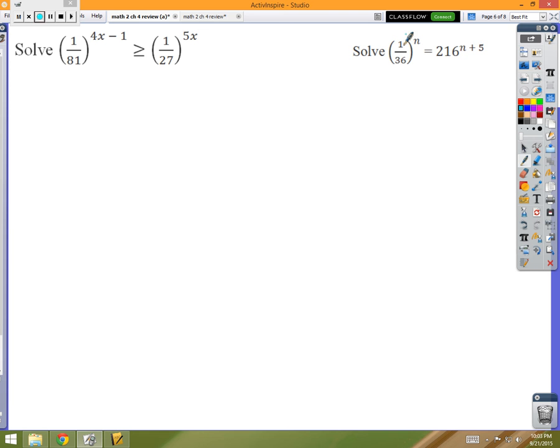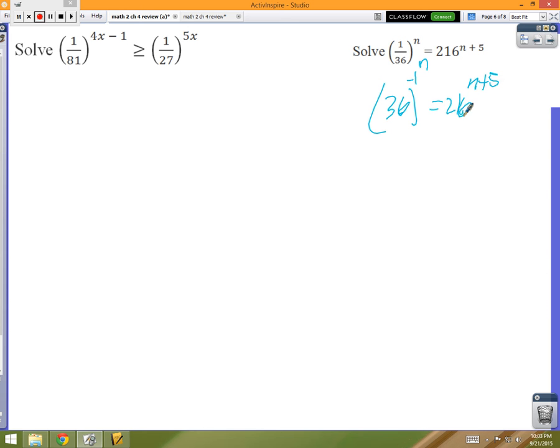Okay, the next one. So move number 1. This is division, which is a negative exponent. So I'm going to go 36 to the negative 1 to the n. Then on the right hand side, I got 216 to the n plus 5. Okay, now, can I create a 216 just with 36's? So 36 times 36 is the question. 36 times 36 is 1296, so that's not it.